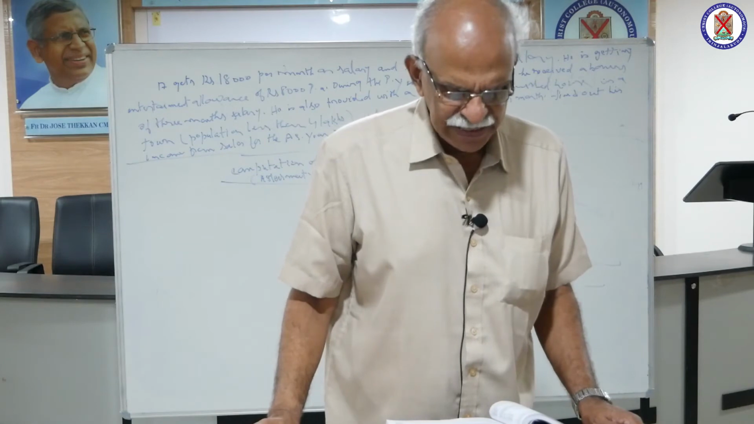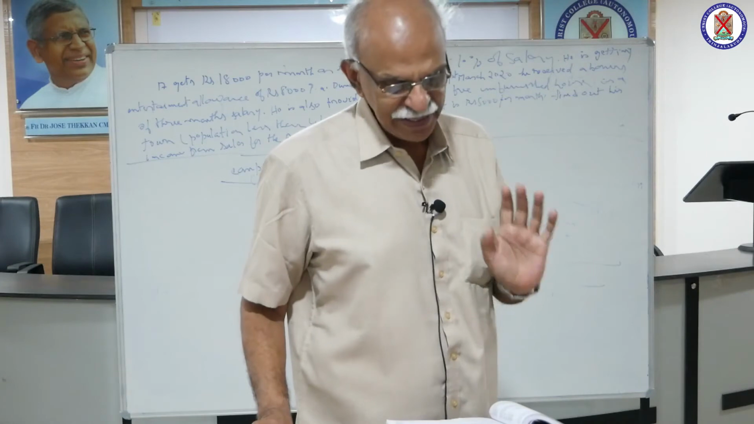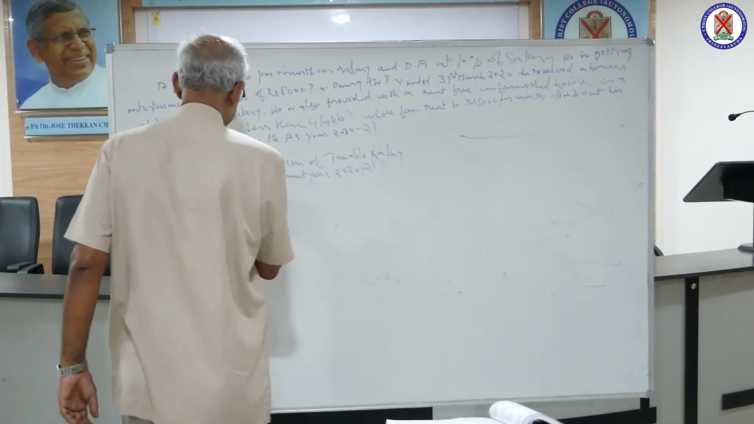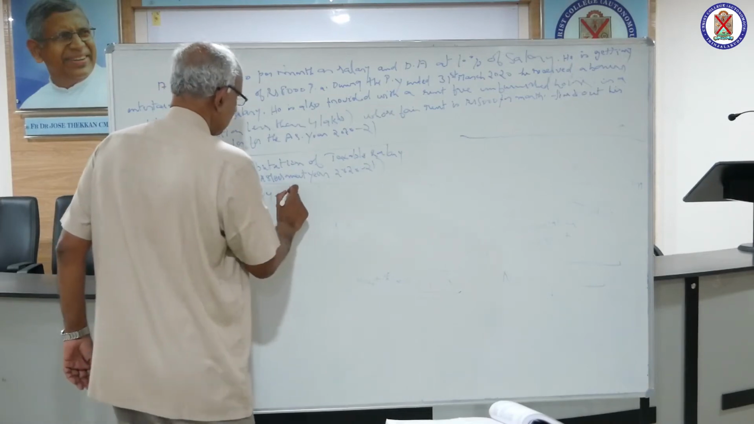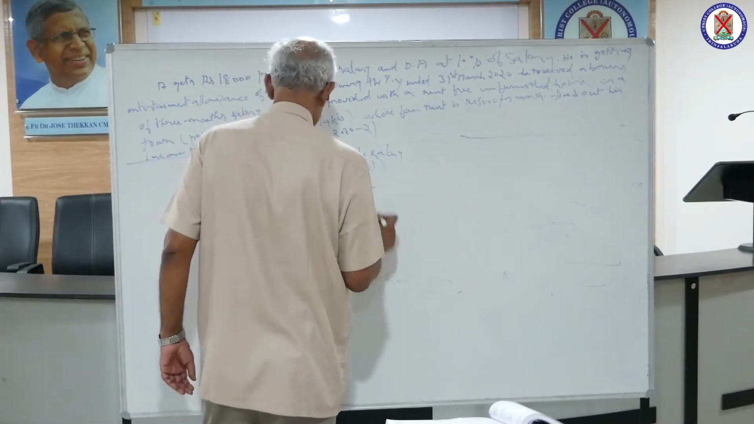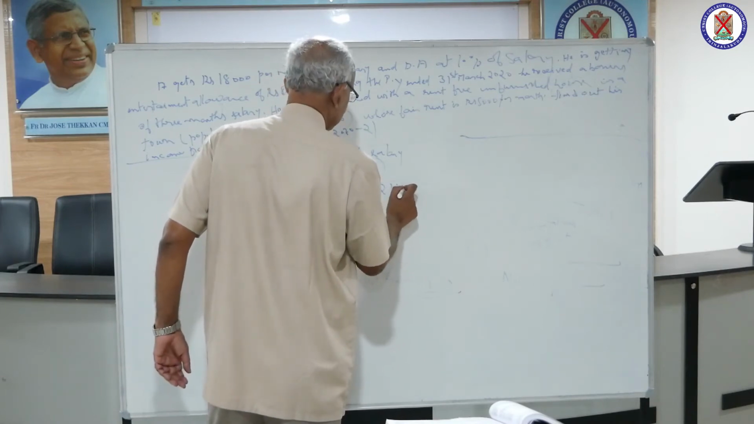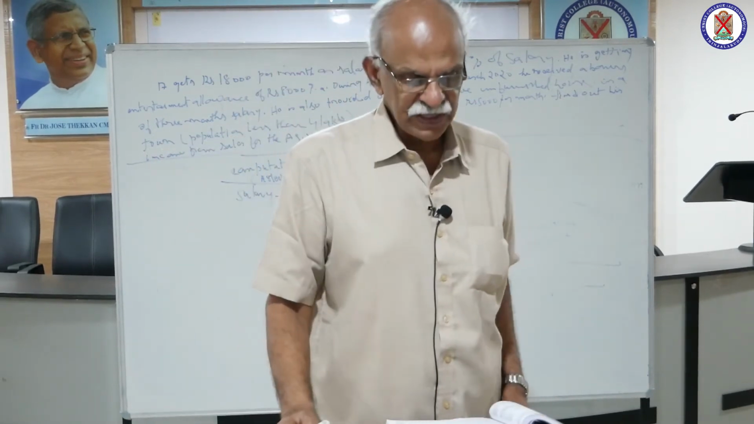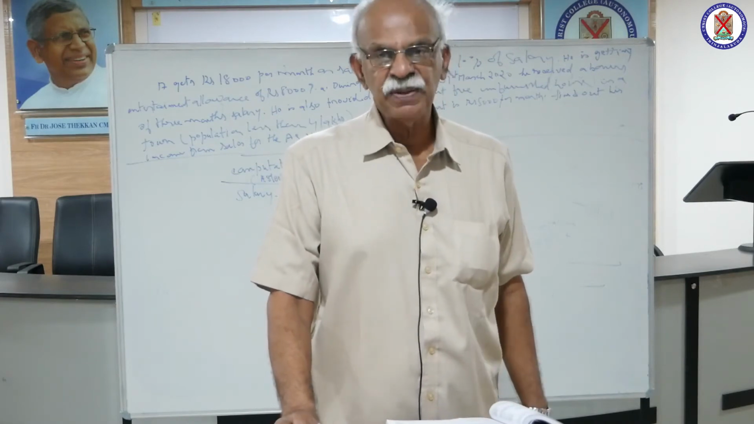A gets rupees 18,000 per month as salary, so you write that as basic salary. How much does it come to? 2,16,000. Basic salary 2,16,000.